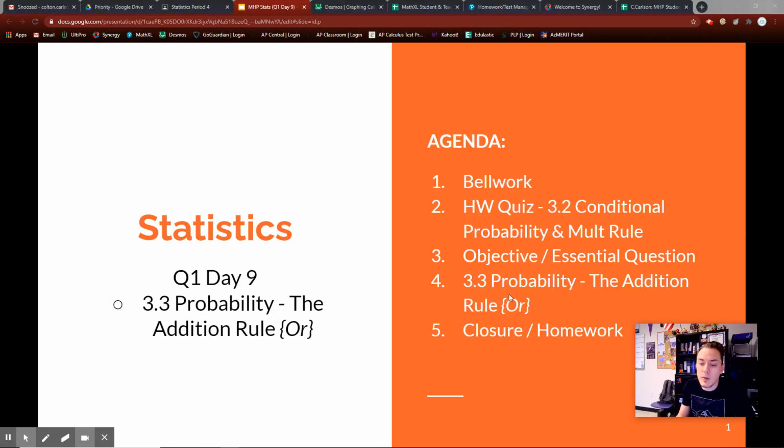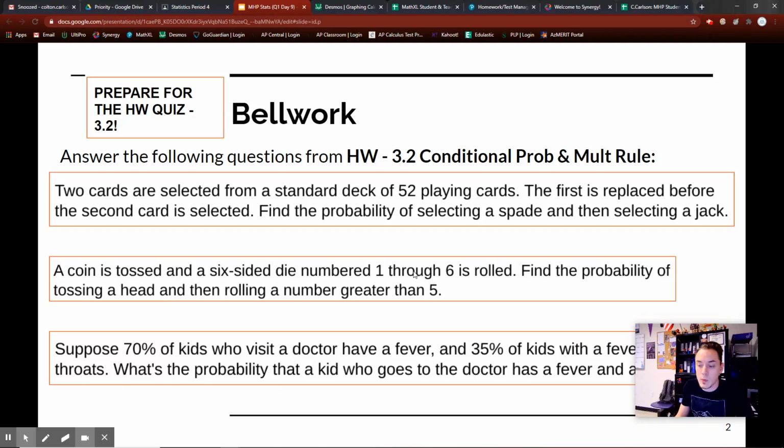We're going to go through the 3.3 probability. The addition rule is what we call OR probability, and we're going to go through many examples of that, then the summary, closure, homework. Let's get started. Let's not waste any more time.